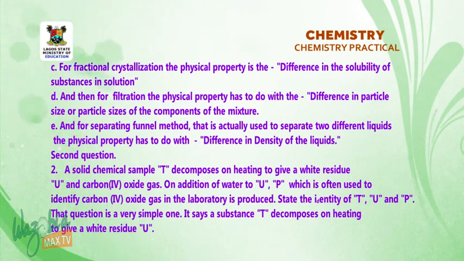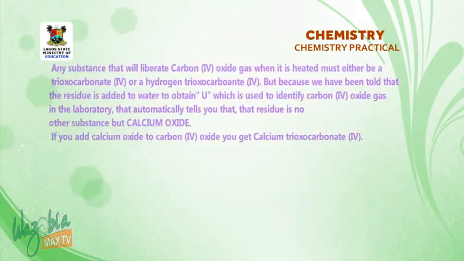Second question, a solid chemical sample T decomposes on heating to give a white residue U and carbon 4 oxide gas. On addition of water to U, P, which is often used to identify carbon 4 oxide gas in the laboratory, is produced. State the identity of T, U, and P. That question is a very simple one. It says a substance T decomposes on heating to give a white residue U and carbon 4 oxide gas.